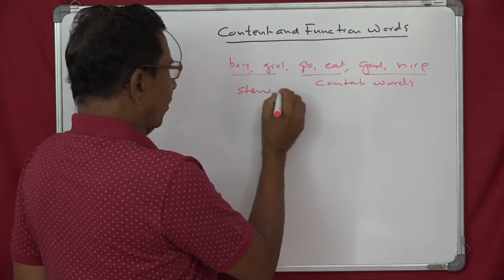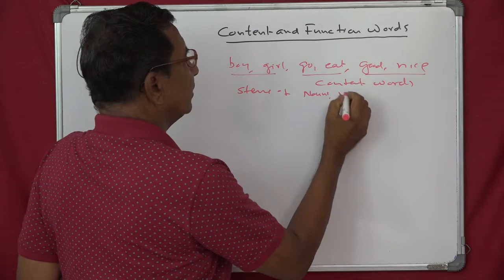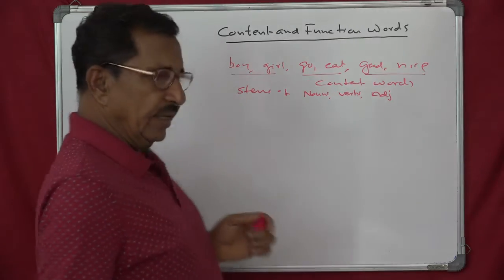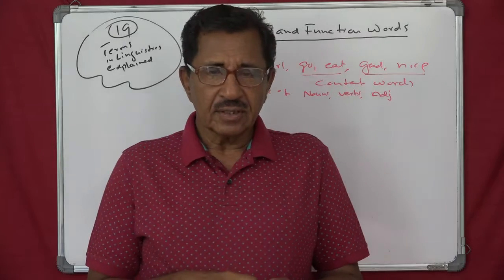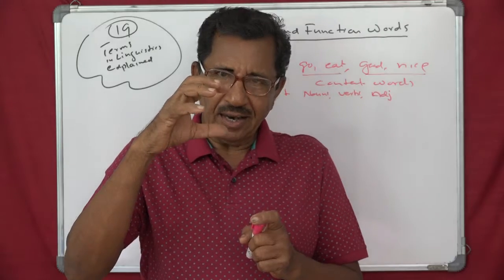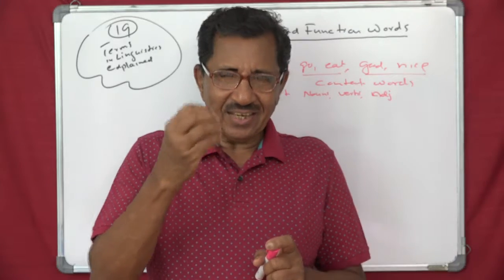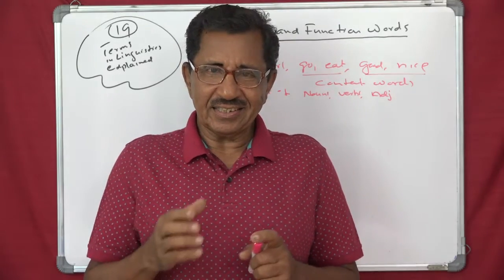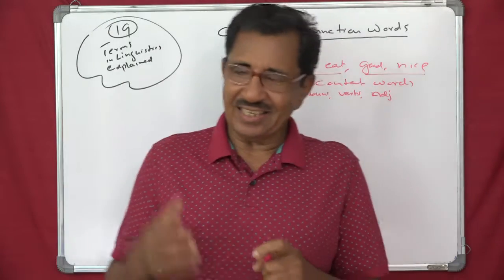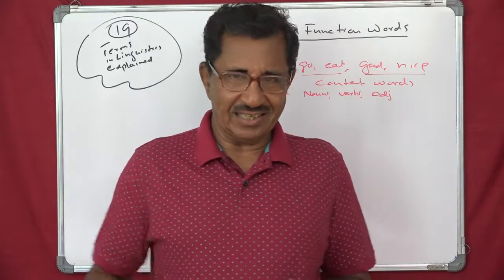These are stems of nouns, then verbs, adjectives. Isn't it? They are called content words because they express some informational content. They give us some information. That is, somebody is going, somebody is eating, then that person is good, that person is nice, or that is a boy, that is a girl, like that.